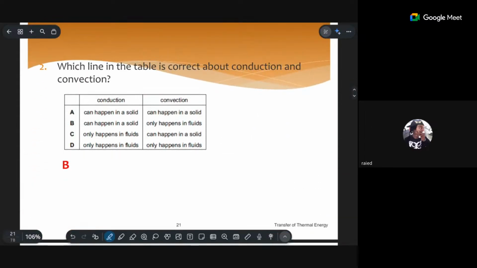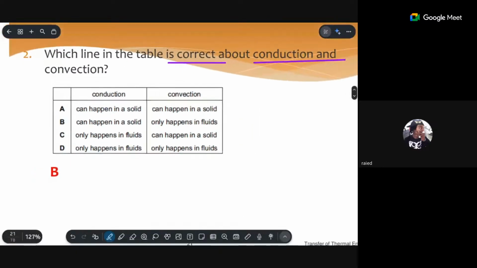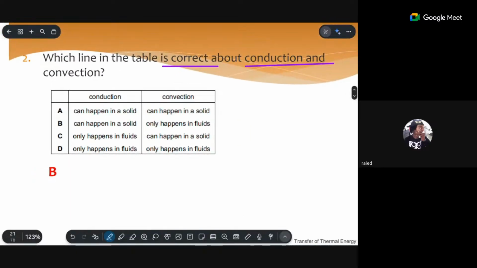In which line in the table is the statement about conduction and convection correct? Conduction can happen in solids, yeah, option A, and convection can happen in solids, no, that is incorrect. That is why this option is discarded. Conduction can take place in solids, and convection takes place only in fluids. Yes, this is the right option.